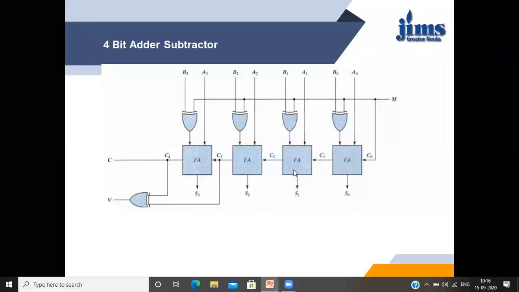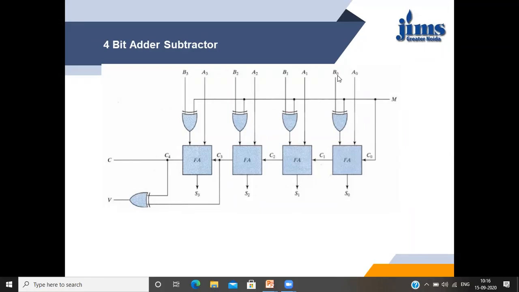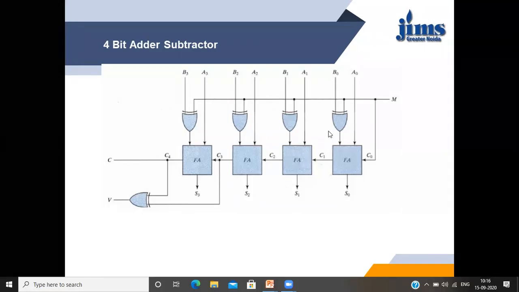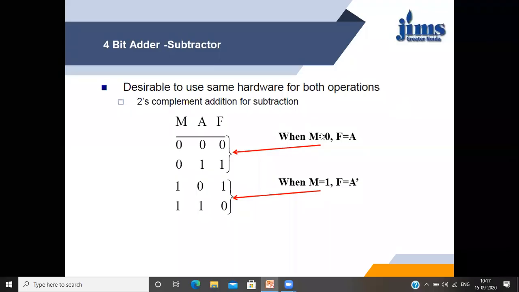What we have done, we have a 4-bit full adder circuit, in which each full adder has 3 inputs: input carry, A0, and B0. I have to perform A minus B. So B is fed into the full adder using XOR gates: B0 with one XOR gate, B1 with one XOR gate, B2 with one XOR gate, and B3 with one XOR gate. Now the other input of all the XOR gates is M, what we discussed in the last slide. If M equals 0, the output of the XOR gate is B. If M equals 1, the output of the XOR gate is B bar.